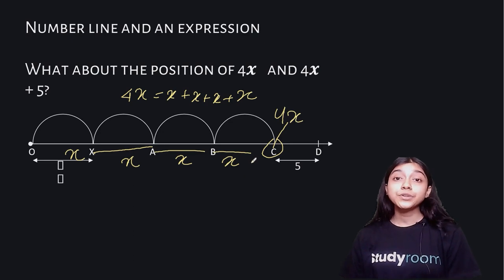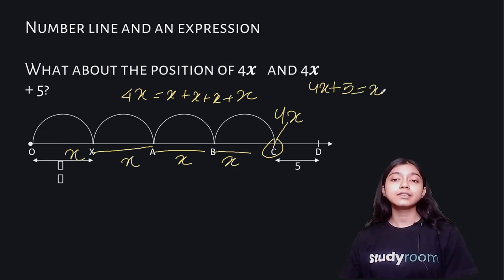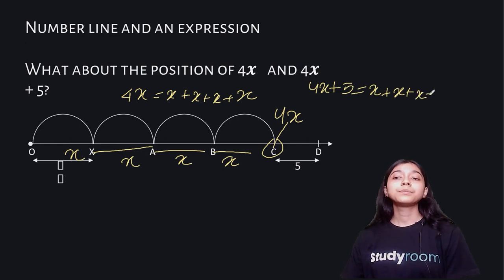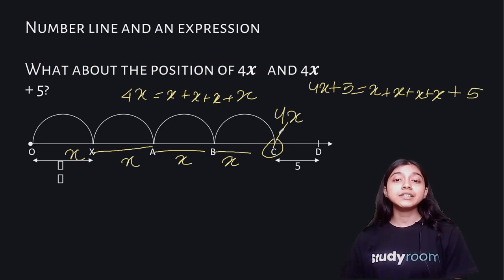Now, we have to represent another expression, that is 4x plus 5. So, we can say 4x plus 5 can also be written as x plus x plus x plus x, and again we will add a 5 here. So now to represent this expression, we have already represented 4x, like this point C represents 4x.